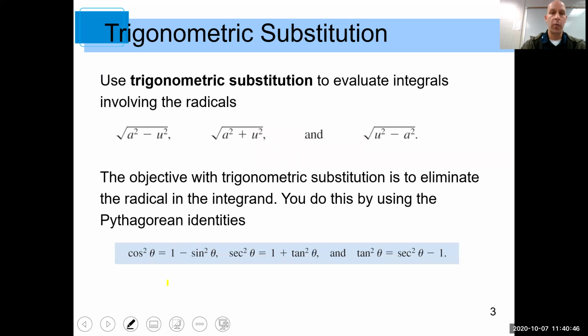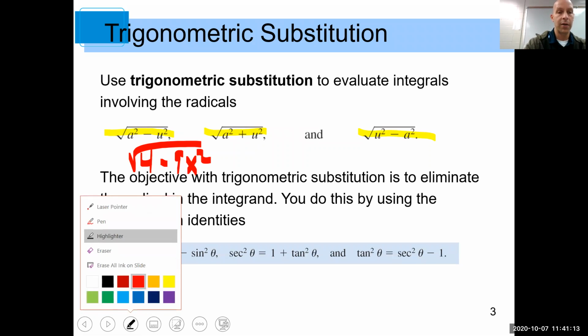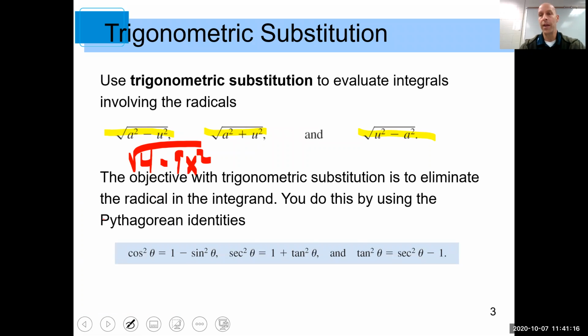Anyways, so when are we going to want to use trigonometric substitution? You might want to use trigonometric substitution if you have an integral that involves anything of this form. So for example, if you had an integral that had the square root of 4 minus, let's say, 9x squared, that would be an instance when you want to try to use trig substitution.